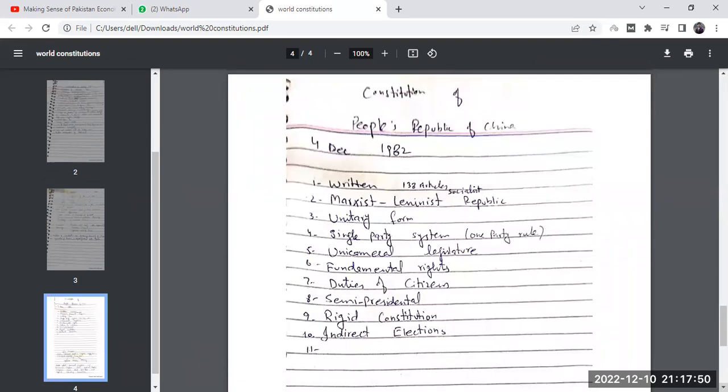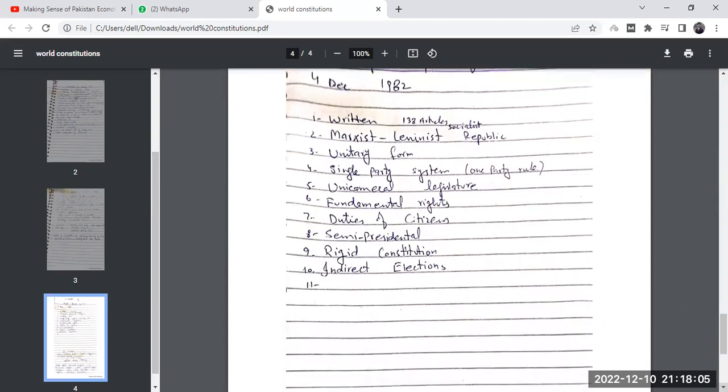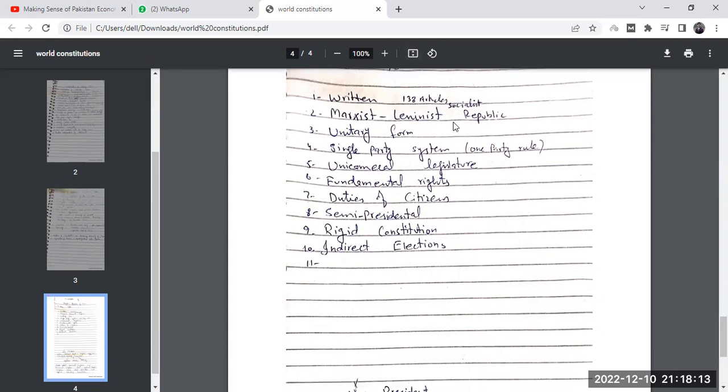Next, the Constitution of the People's Republic of China. The Chinese Constitution was promulgated on 4 December 1982. It is a written constitution having 138 articles, and it's a Marxist-Leninist republic. Marxist-Leninist means it is inspired by Karl Marx's theory of capitalism or surplus value, and Lenin was the main person responsible for the revolution in Russia. So it is inspired by those.